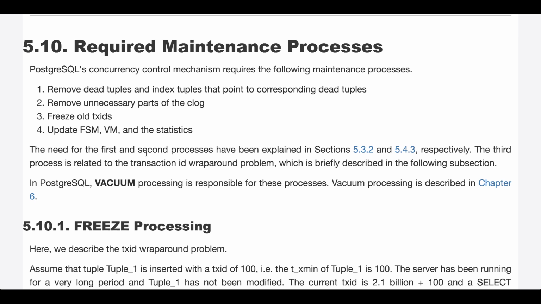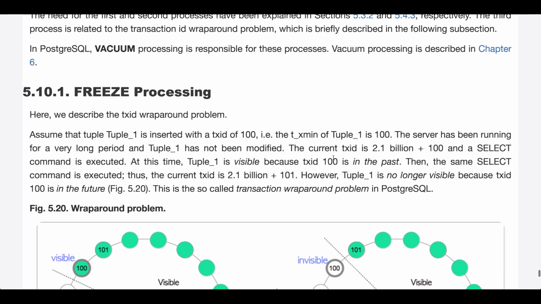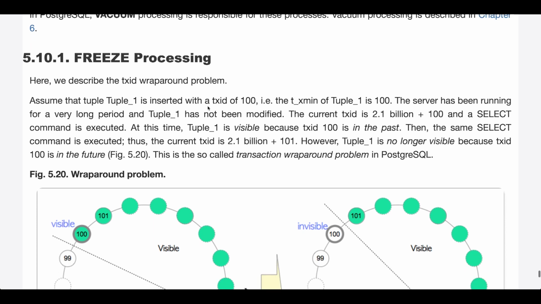The need for the first and second processes has been explained in sections 5.3.2 and 5.4.3 respectively. The third process is related to the transaction ID wraparound problem, which is briefly described in the following subsection. In PostgreSQL, vacuum processing is responsible for these processes. Vacuum processing is described in Chapter 6.